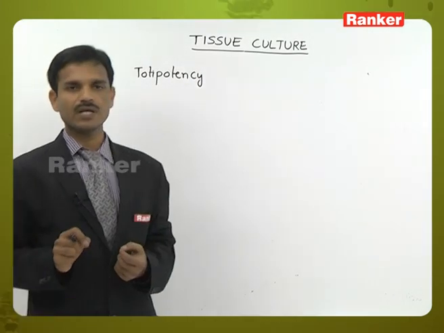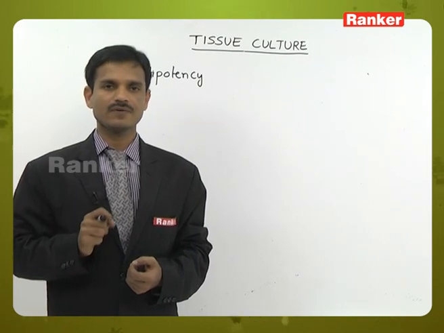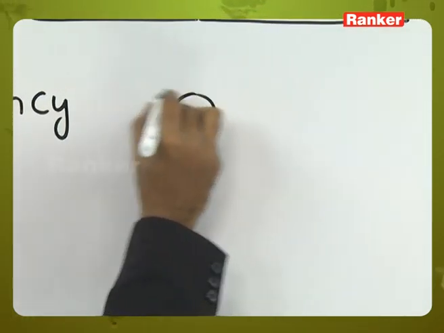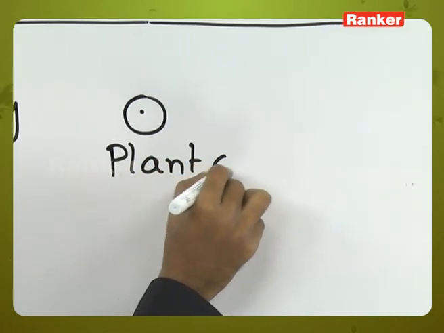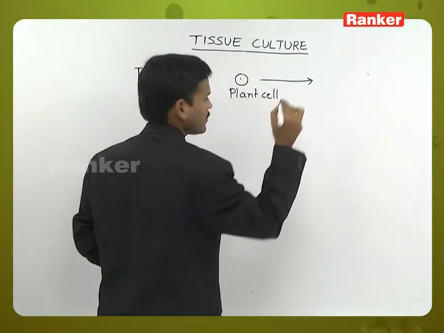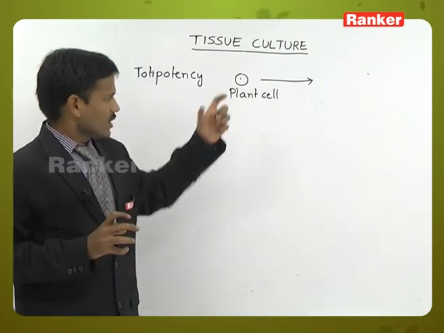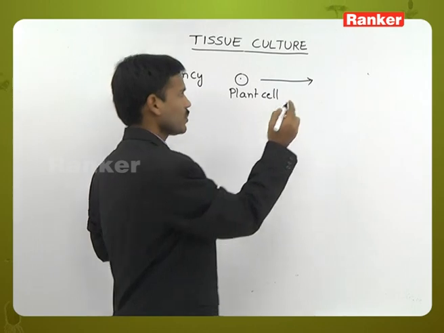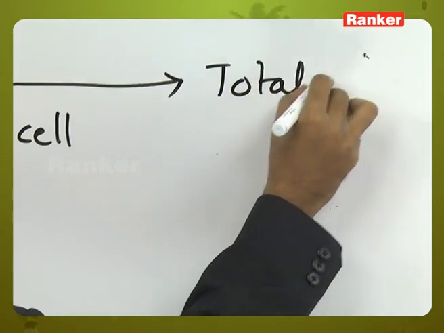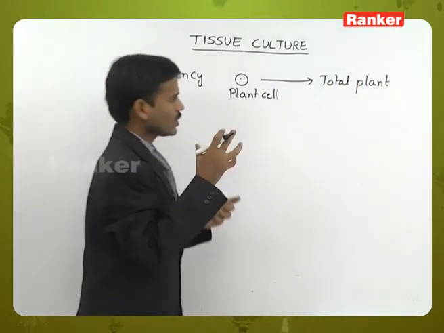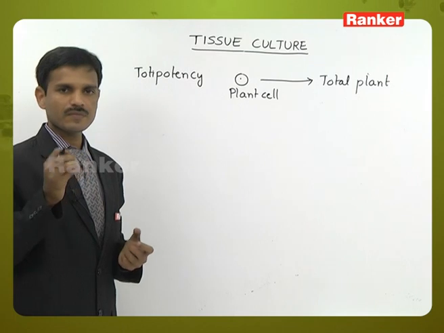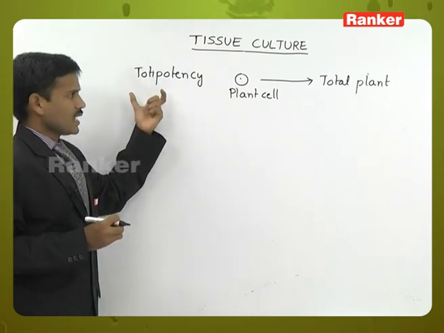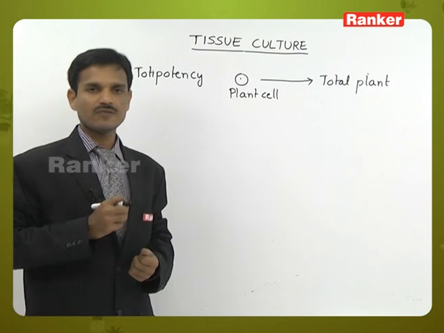Totipotency is present only in plant cells. It is a very special feature of plant cells. Any living plant cell, when it is grown on a medium under suitable environmental conditions, develops into a new plant, a total plant. The total plant we can develop from a single cell, or from tissue, or from some group of cells. Totipotency is observed only in plant cells. It is the special feature of plant cells.